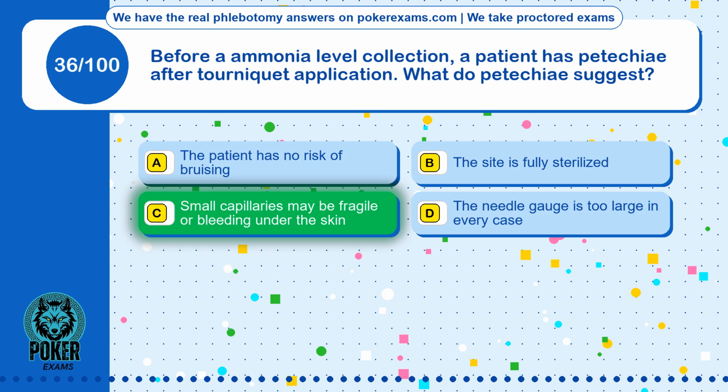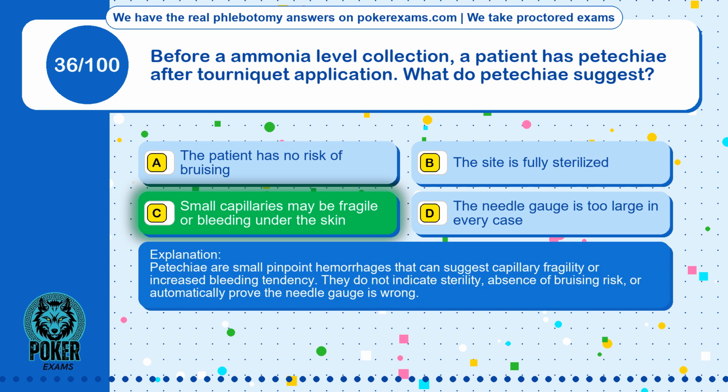The correct answer is option C. Small capillaries may be fragile or bleeding under the skin. Petechiae are small pinpoint hemorrhages that can suggest capillary fragility or increased bleeding tendency. They do not indicate sterility, absence of bruising risk, or automatically prove the needle gauge is wrong.